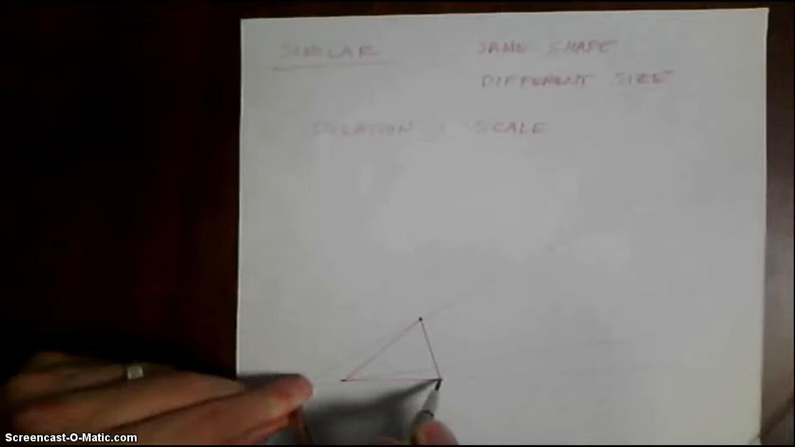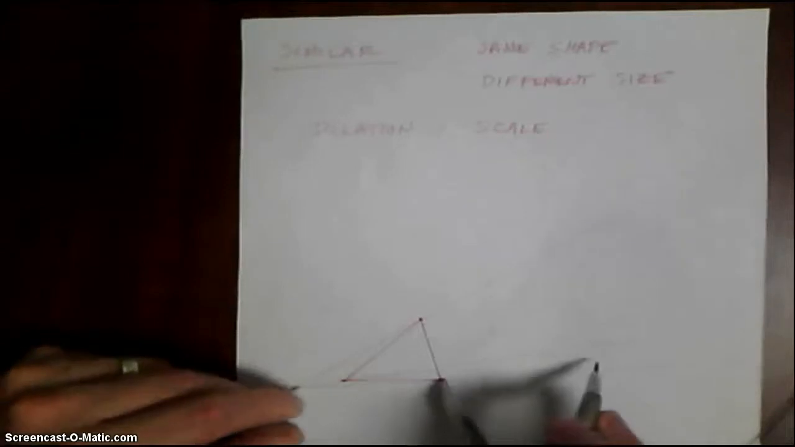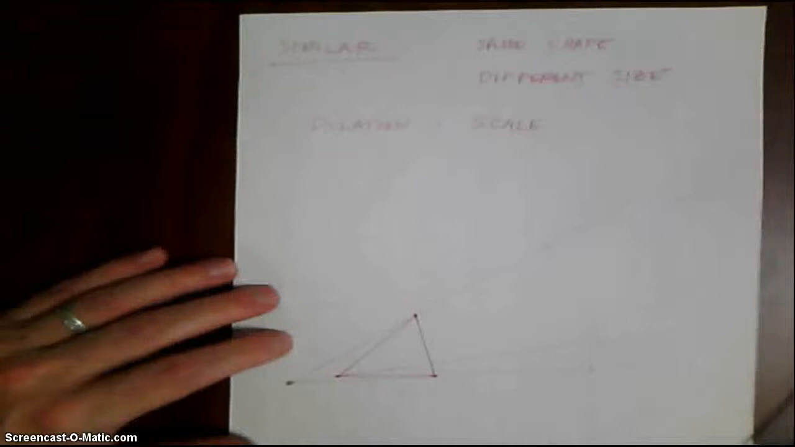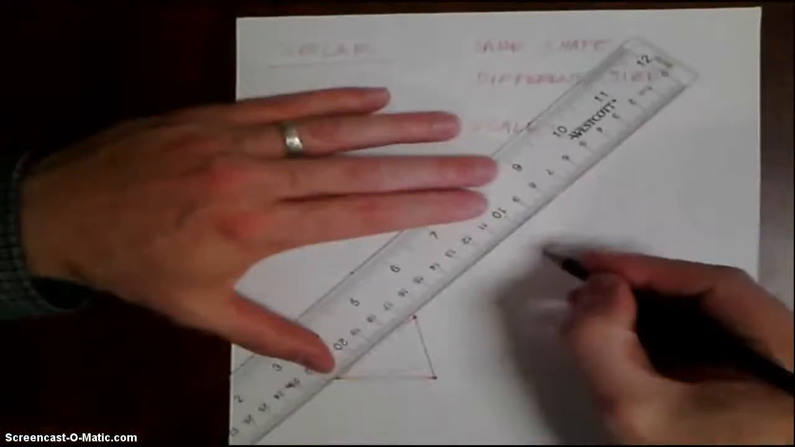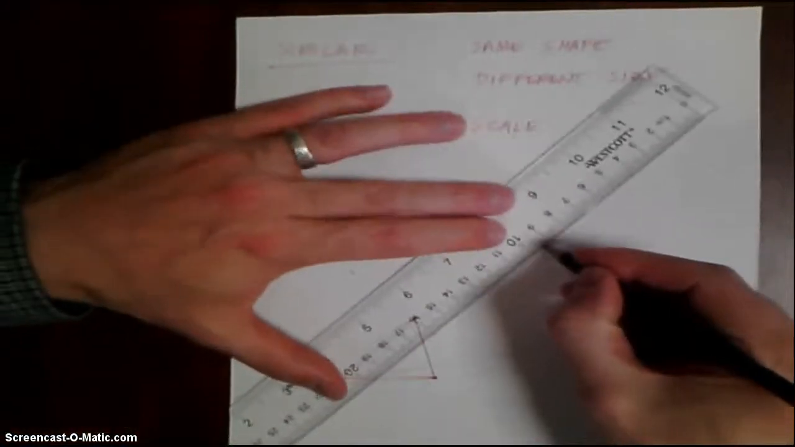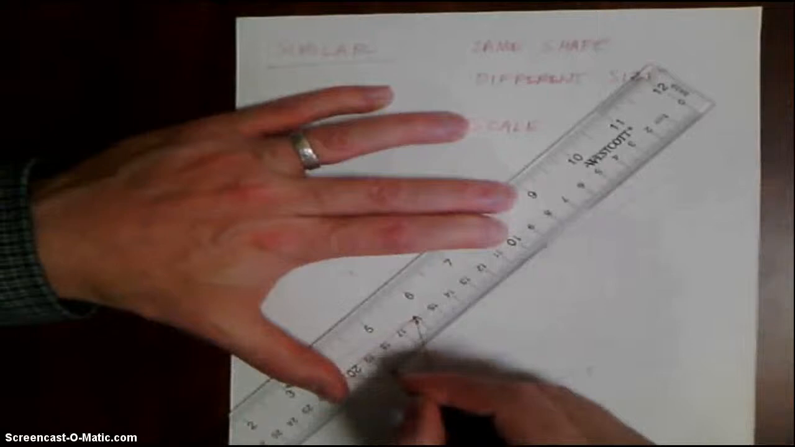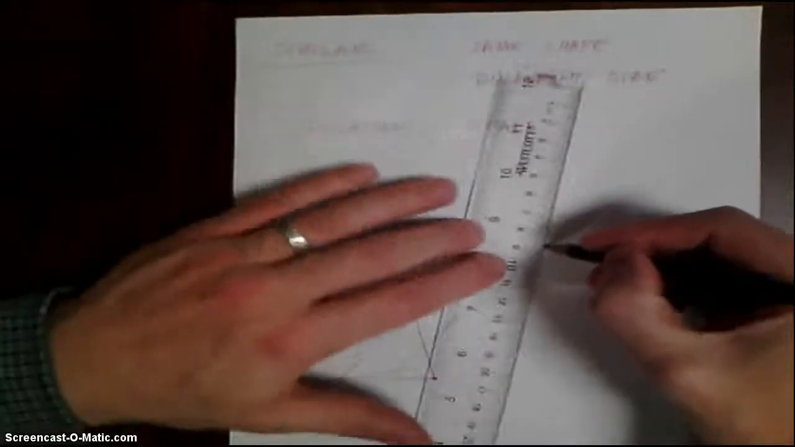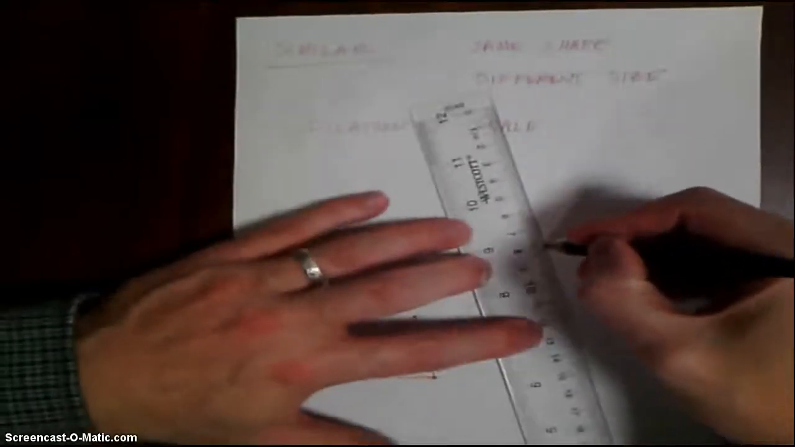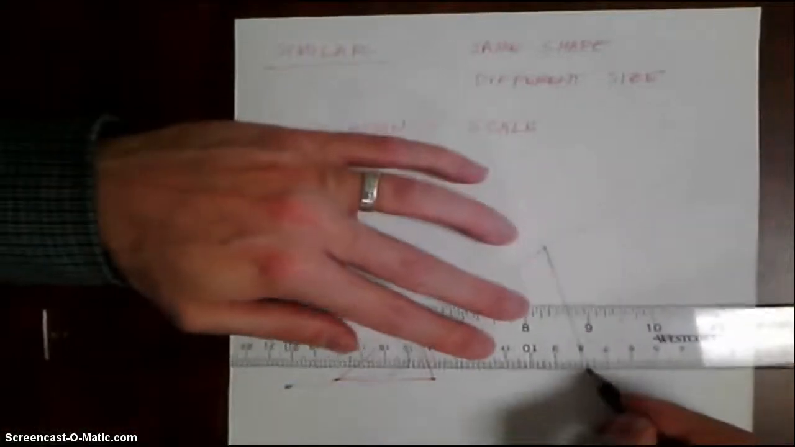And then this distance right here, I'm going to double that as well. Okay. So this is my new triangle, which is, the lengths are twice the size. Now the area might be a little bit different. We'll get to that later.